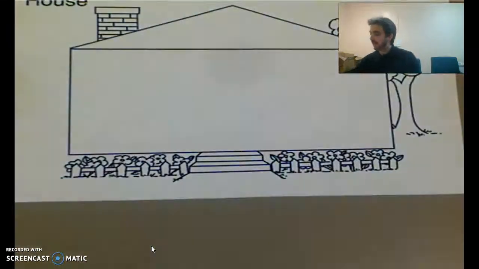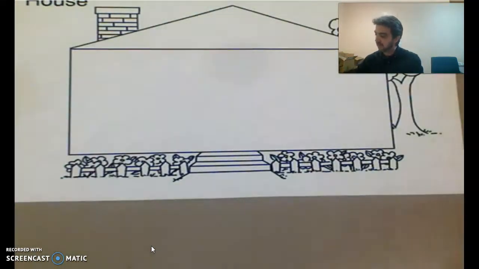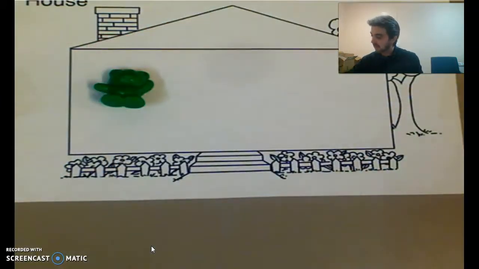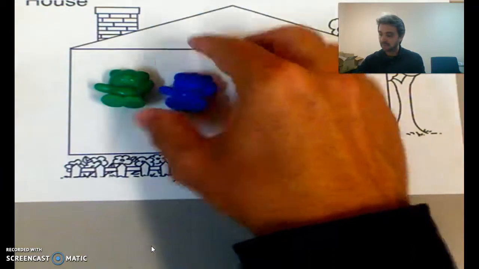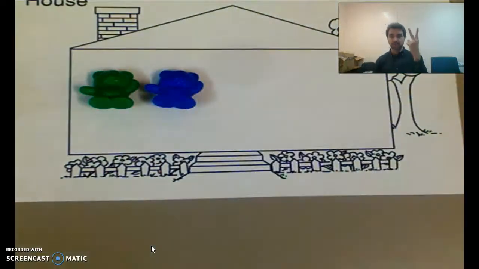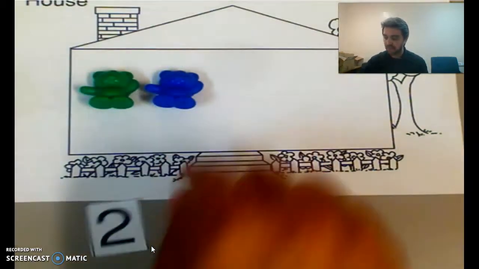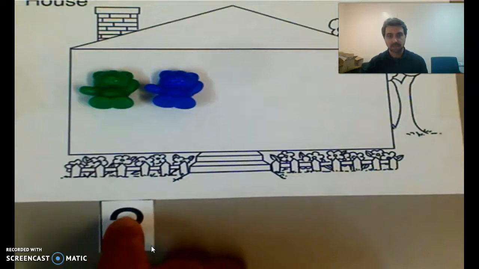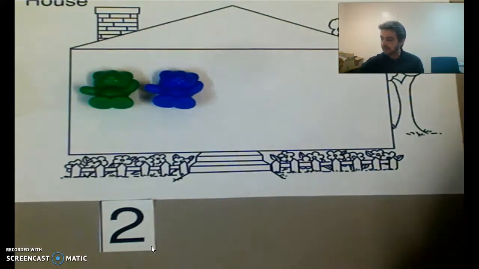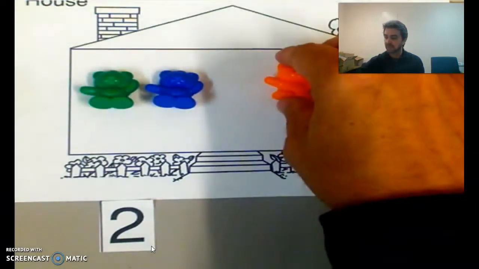Let's say that there's 2 bears at home. Okay, there's 2 bears at home. And they want to, so I'm going to use the numbers this time. There's 2 bears, and they want to invite over one of their friends. Let's just keep it easy to begin with. So they invite over their friend who comes over.